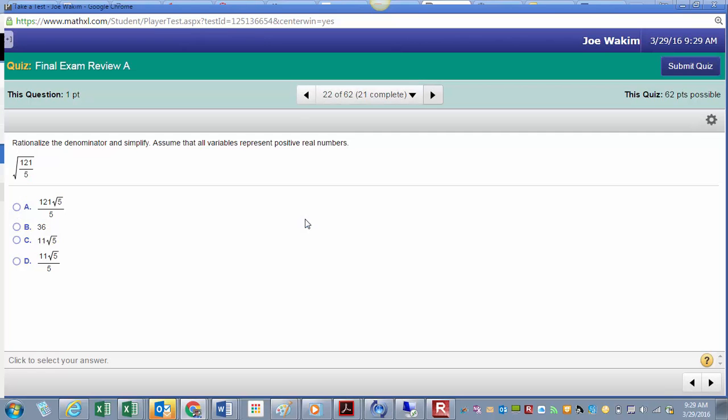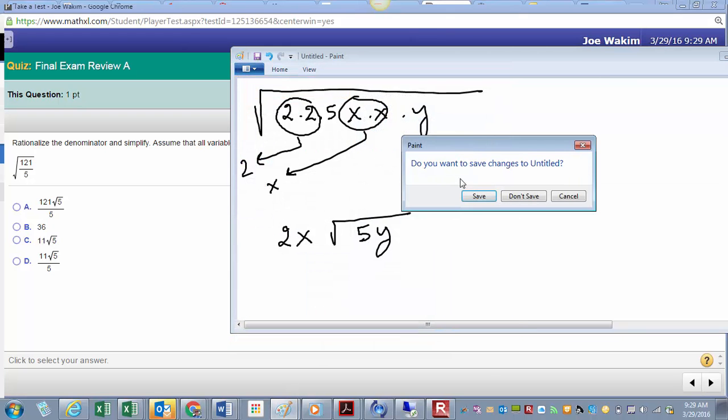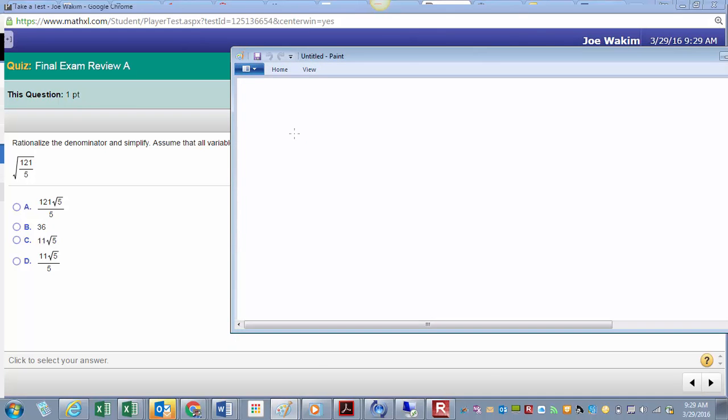22. Rationalize. What do we mean by rationalize? To rationalize a denominator, we have to remove the radical from the denominator. Notice that 121 is a perfect square, and this is equal to square root of 121 over square root of 5. You can split the radical into two radicals when you have division. So this is equal to 11 over square root of 5, right? Because the square root of 121 is 11, 11 times 11 is 121. Now to rationalize, we need to multiply up and down by square root of 5 in this case.